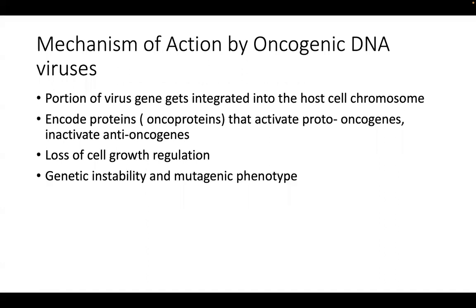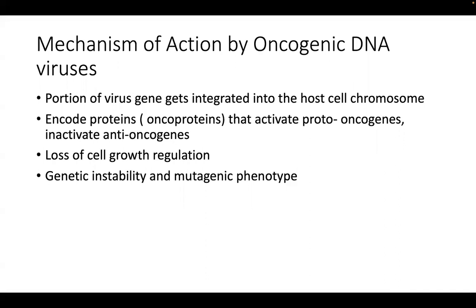So for example, if we take the DNA viruses, what is their mechanism of action in causing cancers? For DNA viruses, a portion of the virus gets integrated into the host cell chromosome. We all go back and understand how replication of the viruses happens in the cells. So what basically happens is a portion of their viral gene can get integrated into the host cell. And once another gene gets integrated into the host cell, there's potential for genetic instability, or if it gets integrated into a gene that was functional, then that can cause the gene to mutate.